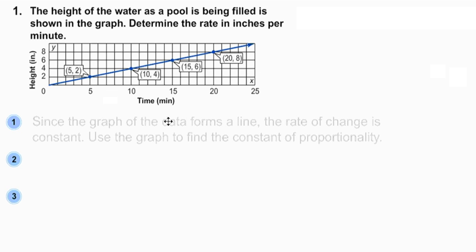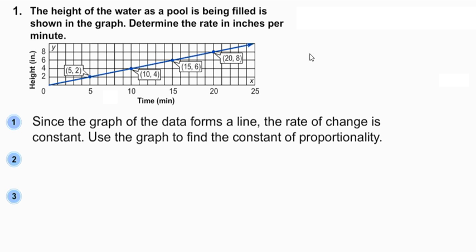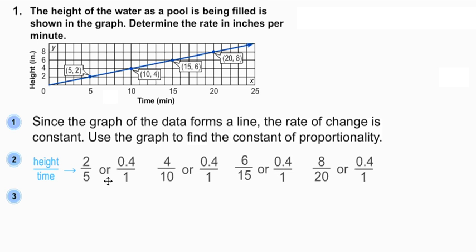All right, so since the graph forms a line, we know that it's a linear relationship and that the rate of change is going to be constant, meaning if I divide my y's over my x's for all of these, I'm going to get the same number. So we're going to use the graph to find the constant of proportionality. So again, we're going to divide our y over our x, so our height divided by our time.